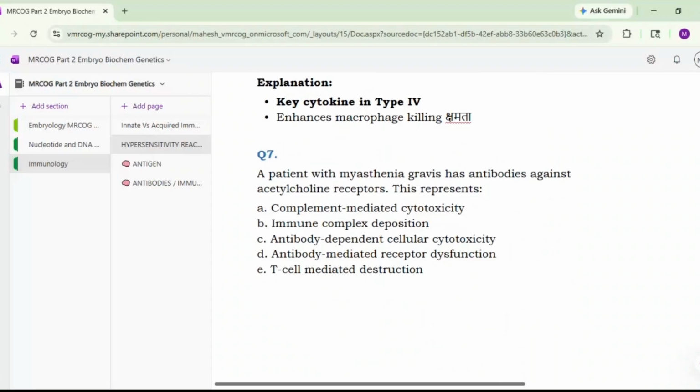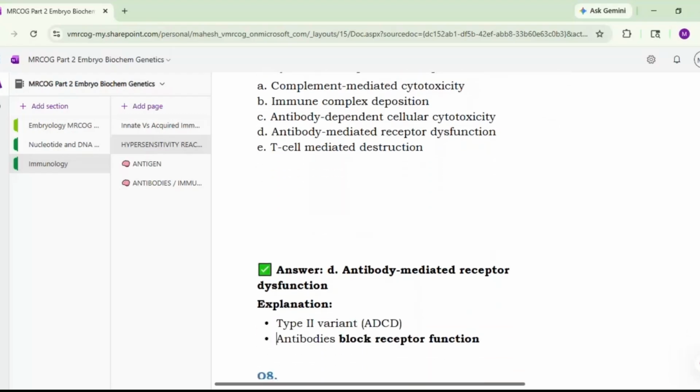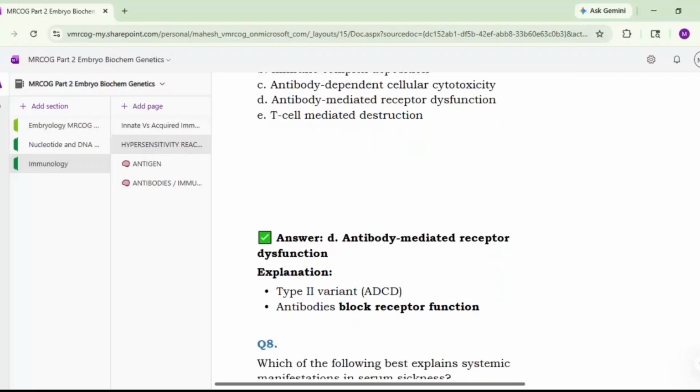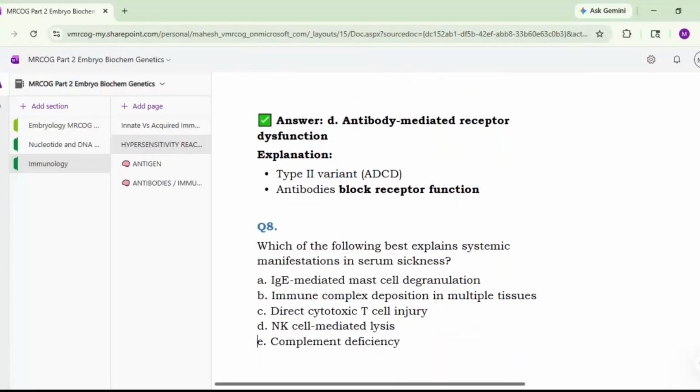Next. A patient with myasthenia gravis has antibodies against acetylcholine receptors. This represents complement-mediated cytotoxicity, immune complex deposition, antibody-dependent cellular toxicity, antibody-mediated receptor dysfunction, or T cell mediated destruction? Yes, it is antibody mediated receptor dysfunction. Sometimes there is activation, sometimes there is blockage also. The answer is D, antibody mediated receptor dysfunction, a type 2 variant. The antibody blocks receptor function.